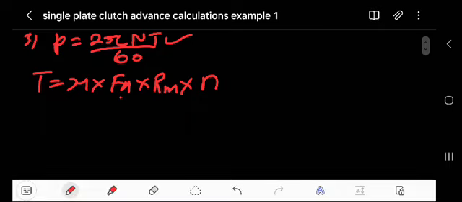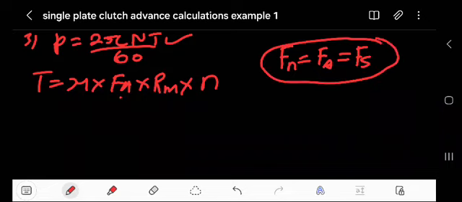Remember, I've discussed about this first. Do you remember this formula that I've told you? Do you remember this formula that says Fn when you're dealing with this single plate clutch? Remember I said Fn will be equal to axial force, will be equal also to Fs. But now, if it is a new clutch.